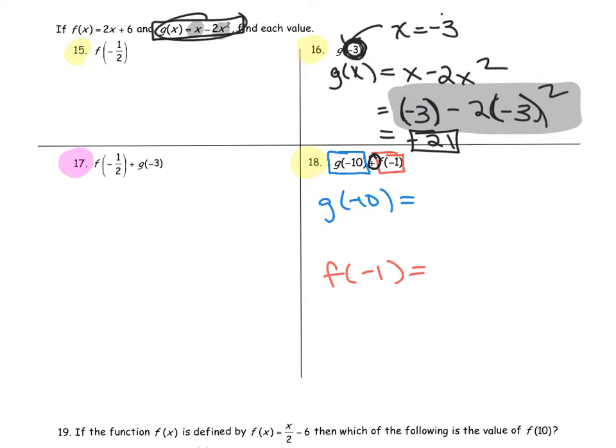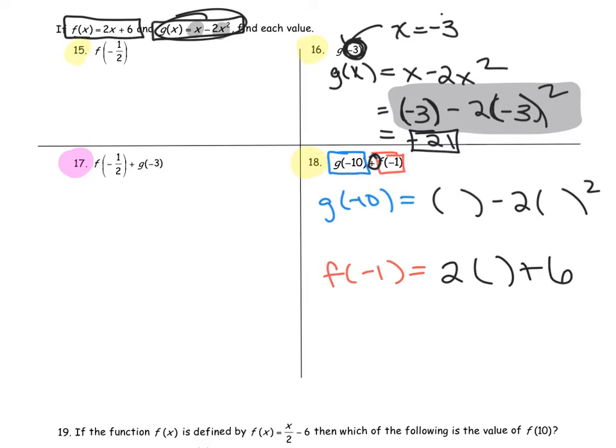Well, again, here's my function for g of x. So I have parentheses minus 2 parentheses squared. And looking at my function for f of x, which is here, I will have 2 parentheses plus 6. Okay, we are going to plug in accordingly. So here we have -10 is x, so I'm going to replace all these spaces with a -10. I'm going to put that in my calculator. And g of -10 ends up being -210.